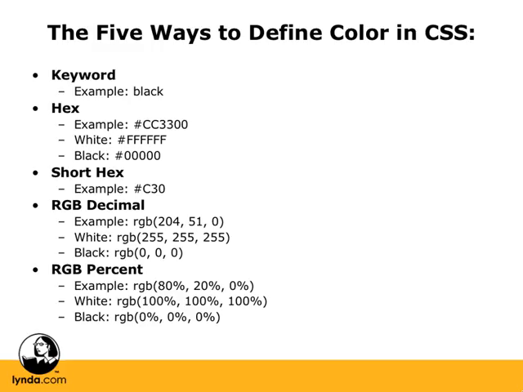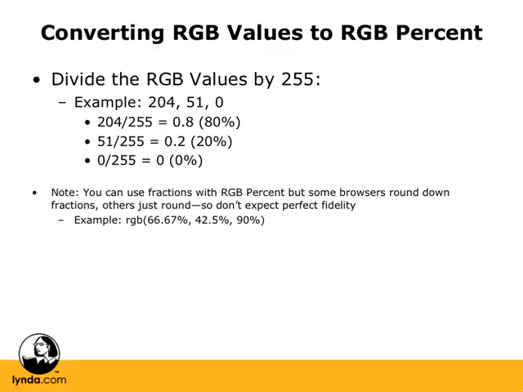So how to get from RGB decimal to RGB percentage is to divide each of the decimal values by 255. So our 204, 51, 0: 204 divided by 255 is 0.8, which is 80%. 51 divided by 255 is 0.2, that's 20%. 0 divided by 255, of course, is 0, or 0%.